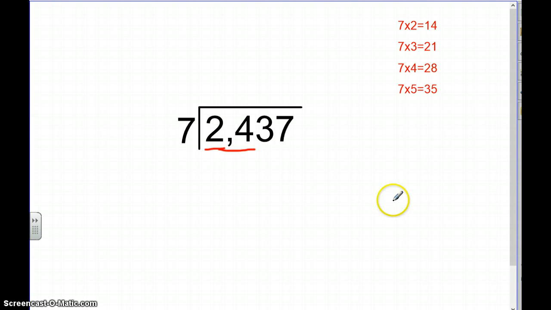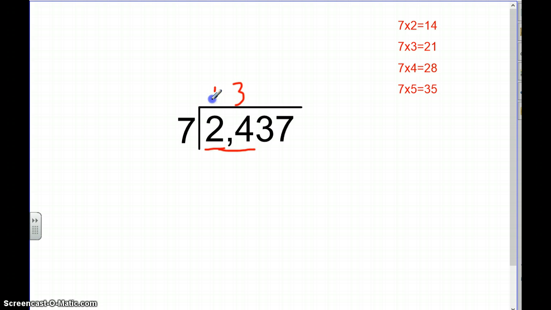So now you should be thinking in your head, okay, what's the closest I can get to 24? And so we're thinking about our fast facts. Okay, well, 7 times 2 is 14. That's pretty close to 24, but it seems kind of small. Then ask yourself, okay, how about 7 times 3? 7 times 3 is 21. That's pretty close. A little bit less, but close. And then 7 times 4 is 28. Well, I don't have 28. I only have 24. So we know that 7 can go into 24 only 3 times.